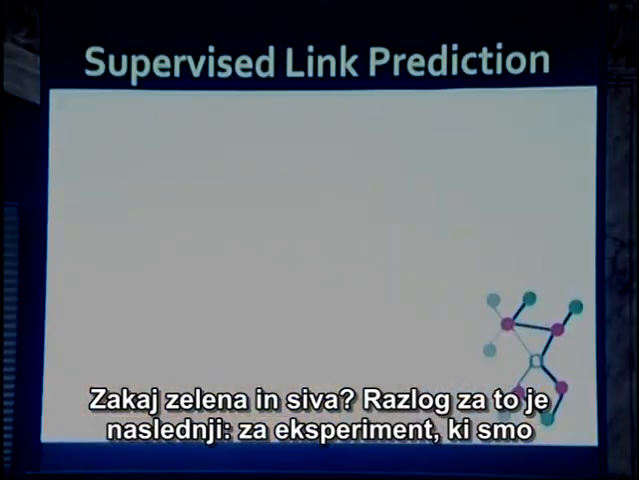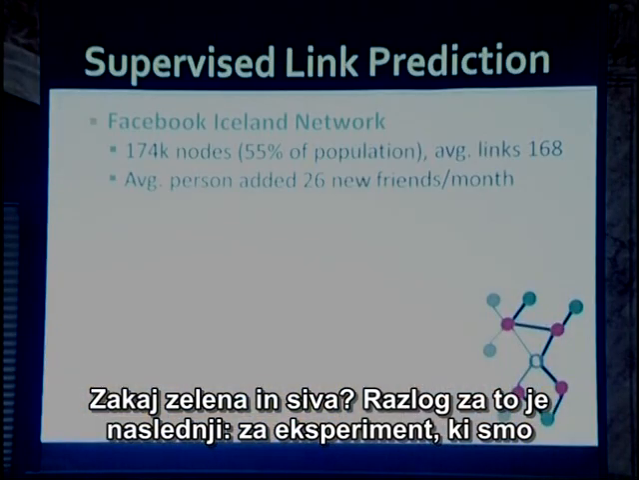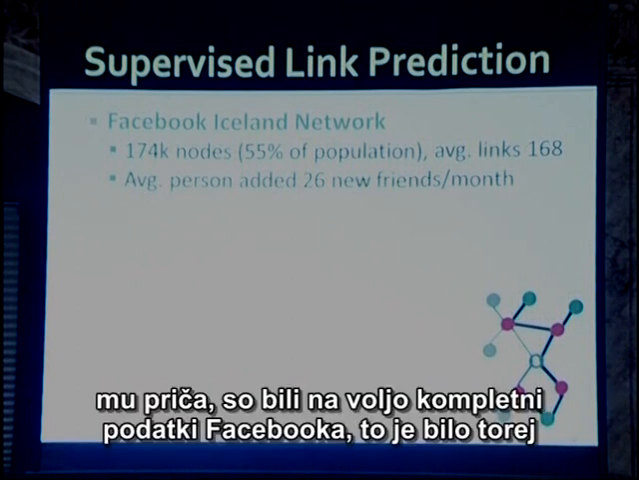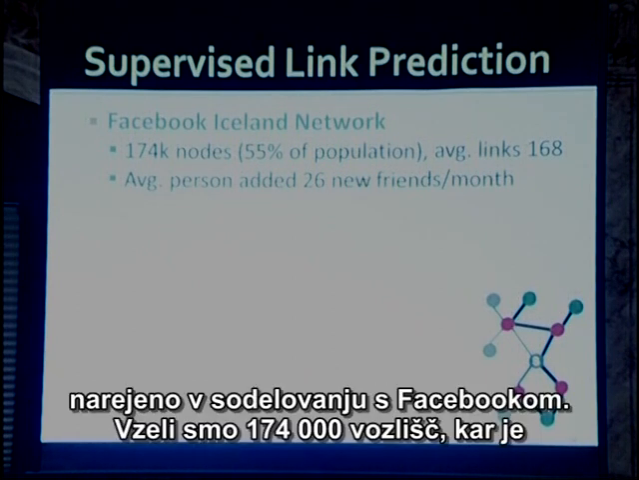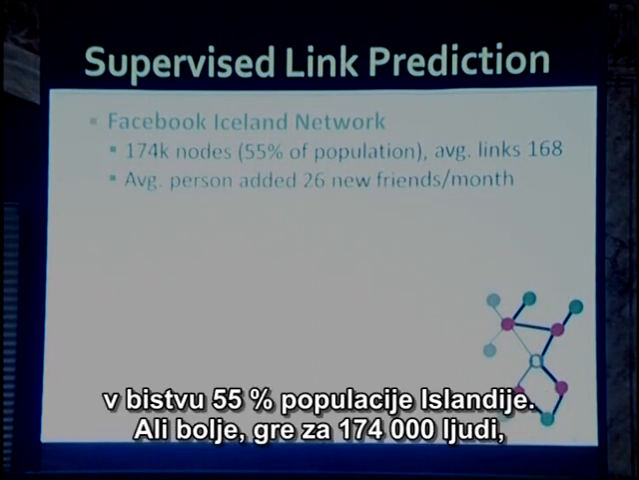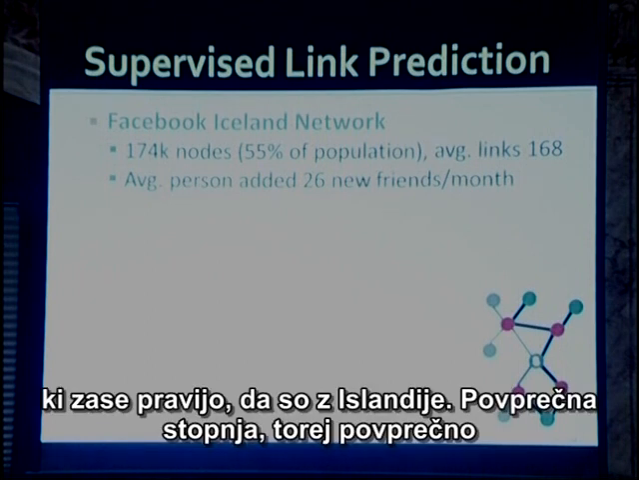So the setting for this is the following. For the experiments we ran, we had access to the full Facebook data. This was a collaboration with Facebook. We took 174,000 nodes, which is basically 55% of the population of Iceland. The number of people who declare themselves to be from Iceland is 174,000, which is 55% of all the Icelanders.